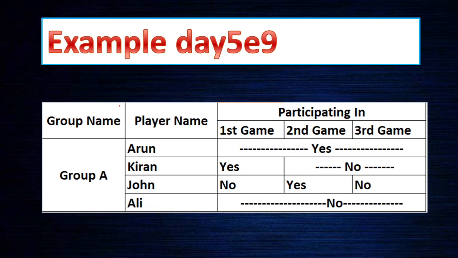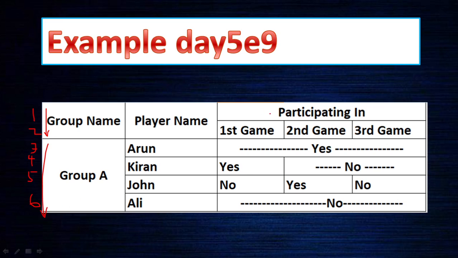Fine, so let's try this. Day-5 E9, example 9. Here you can see the first row, second row, third, fourth, fifth, sixth rows. There are 6 rows. In the first one, we want to consume 2 rows. And in the second one, up to 4 rows have to be consumed.